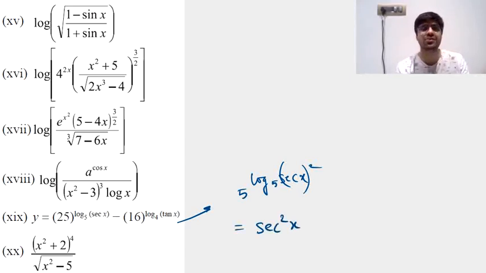Now that's only the first term. In a similar way, you can say that the second term is going to be 4 power log of tan square x to the base 4.